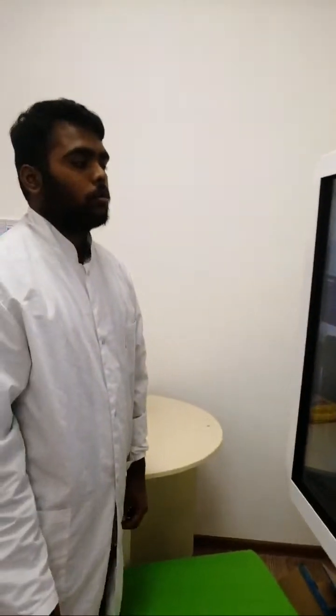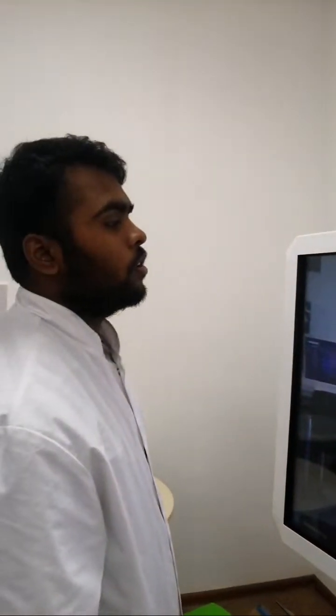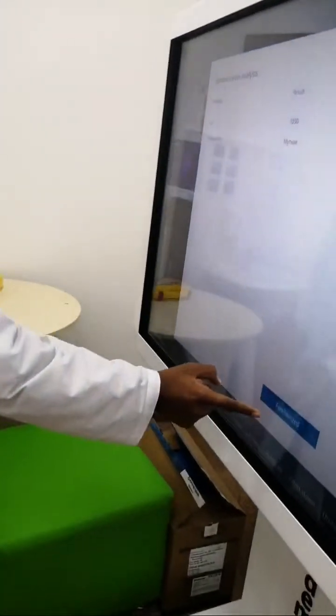Next. And read. Immunoglobulin G, Helicobacter pylori. Result is positive and reference negative. And this patient has HP bacteria. Positive. Yes. Okay.